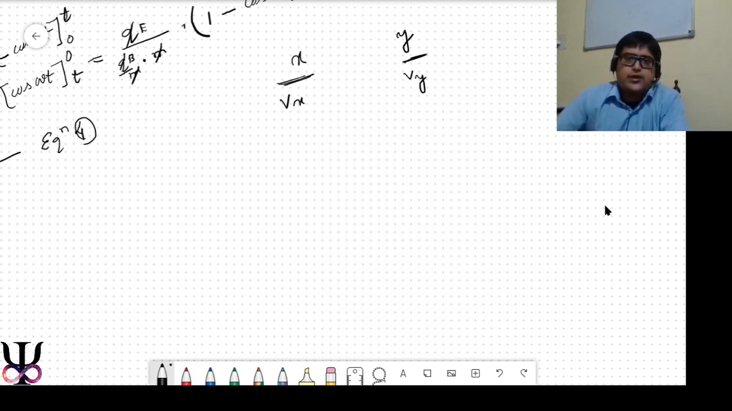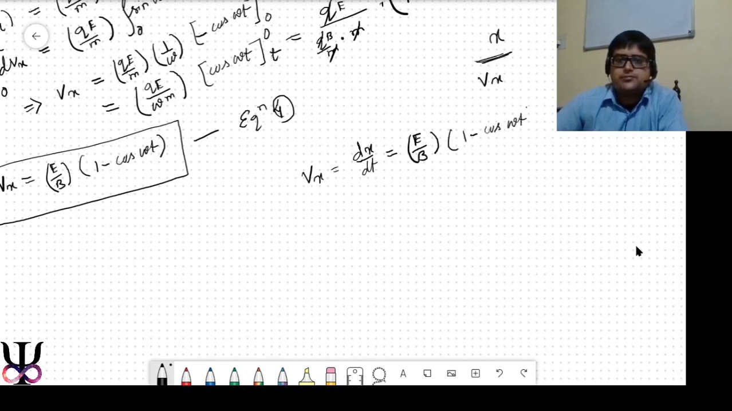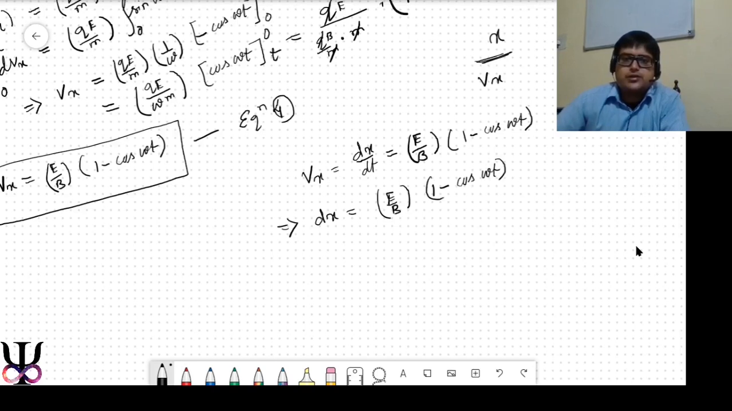So for that, what do you have to do? Since vx is nothing but time derivative of x, and we have it as E upon B times 1 minus cos of omega t, that implies you have to just write it as dx is E upon B times 1 minus cos of omega t times dt. It's totally in differentials. Now you're going to have to integrate it between 0 to any position in x. This side also from 0 to any time interval t, because the variable here is t.